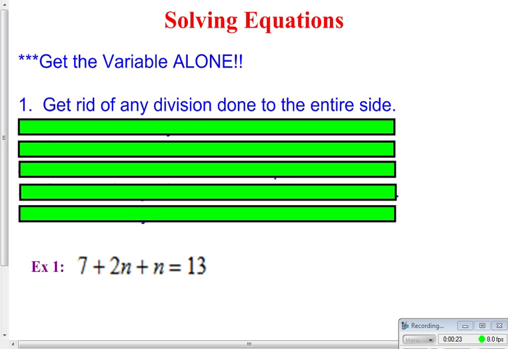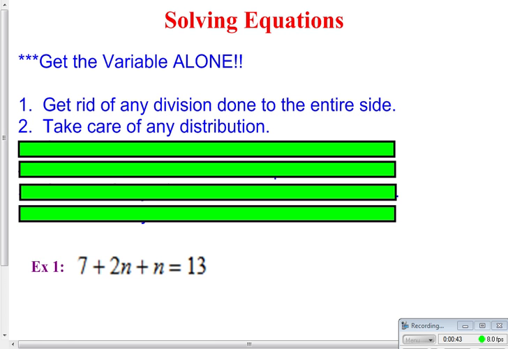So your first step, and these steps will be for today and tomorrow, is to get rid of any division done to the entire side. Okay, if one side is totally being divided, you have a big fraction bar, that entire side will totally be divided. You need to get rid of that division first. Second, take care of any distribution. If there's any distributive property that you need to take care of, do it.